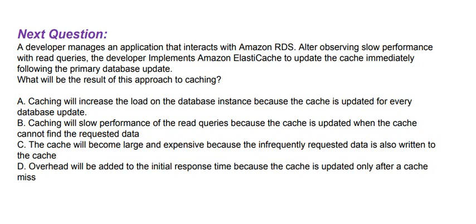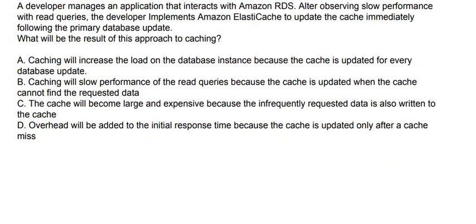Option C. The cache will become large and expensive because the infrequently requested data is also returned to the cache. And option D. Overhead will be added to the initial response time because the cache is updated only after a cache miss. The correct answer is option C.